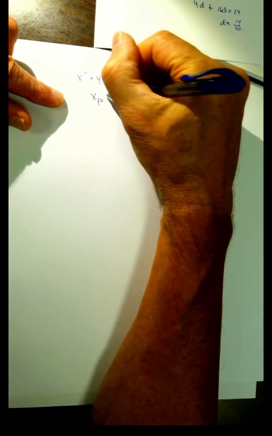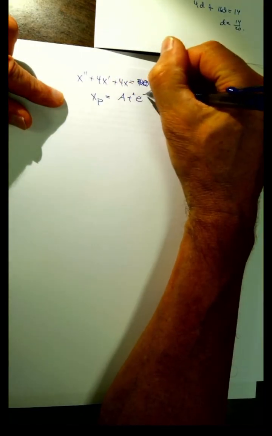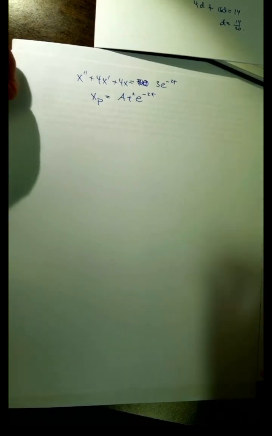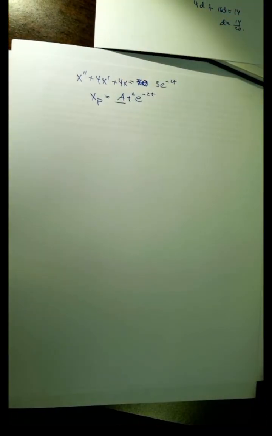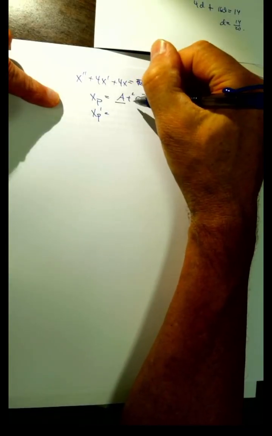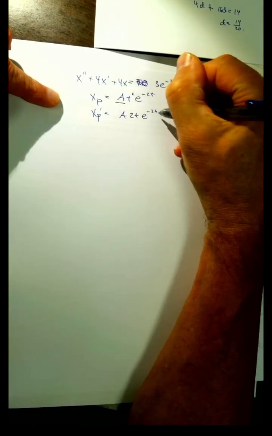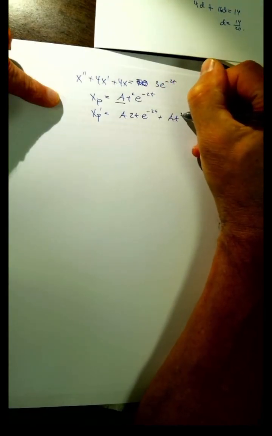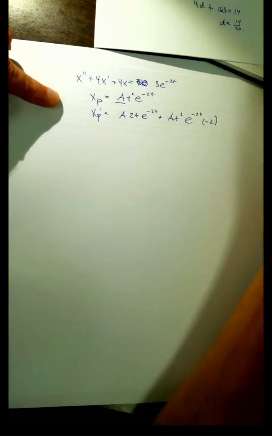My guess for the particular solution is a times t squared e to the minus 2t. I'm going to plug this into the equation and see if that can imply the value of a. Now to do this, I need to take two derivatives. I've got to be careful. I have to use the product rule. Derivative of t squared is 2t, plus a t squared times the derivative of e to the minus 2t, which is e to the minus 2t times minus 2.